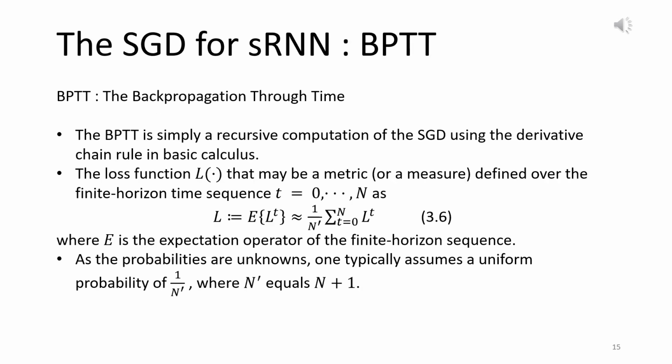Let us walk through the process of parameter update using backpropagation through time. The backpropagation through time is simply a recursive computation of the stochastic gradient descent using the derivative chain rule in basic calculus. We first define the loss function as an expectation of the finite horizon loss sequence as shown in equation 3.6 where n prime is n+1.